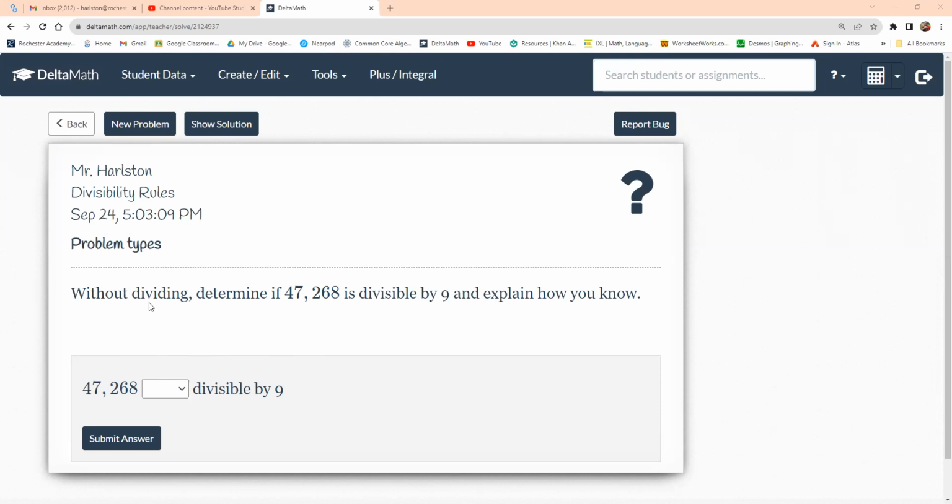First thing I'm going to do is this without the calculator. There are things called divisibility rules. Basically, just looking at the number and knowing your divisibility rules, you should be able to tell if something is divisible. So in this case, we have 47,268.